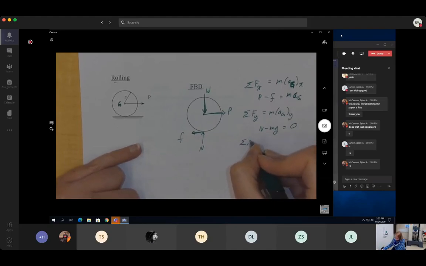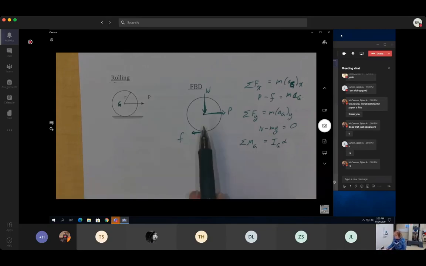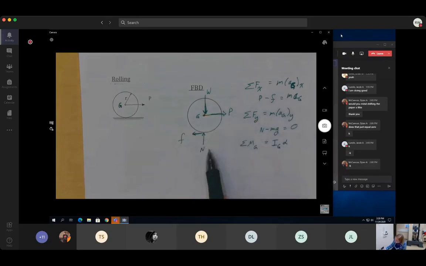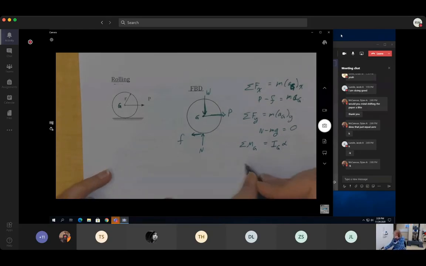And then if we sum moments about the center of gravity, that's equal to I sub g times alpha. Functionally here, if we're summing moments about the center of gravity, normal force points through it, weight and P act at it. And so the moment is coming from our friction force times the radius will be equal to I_G times alpha.